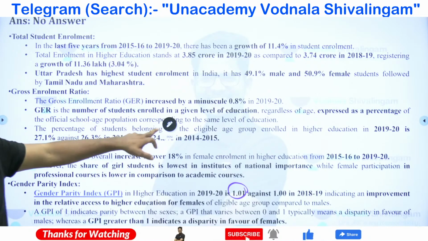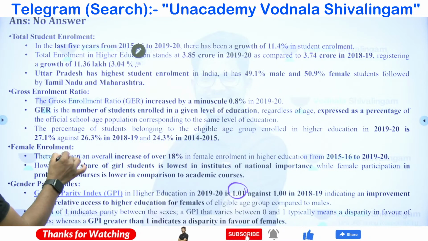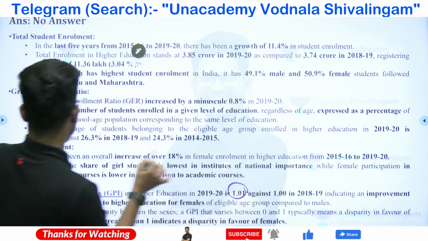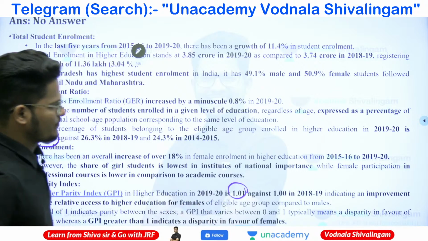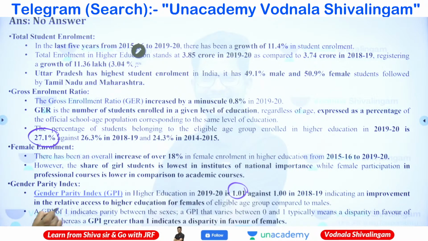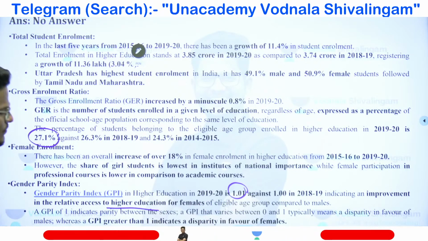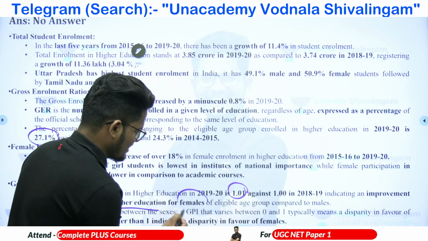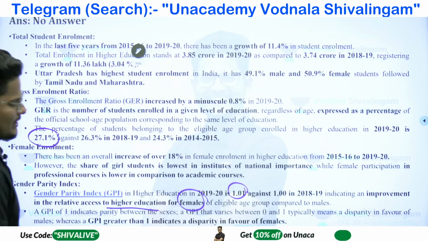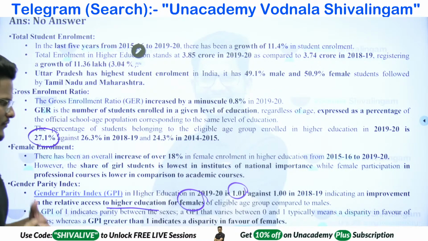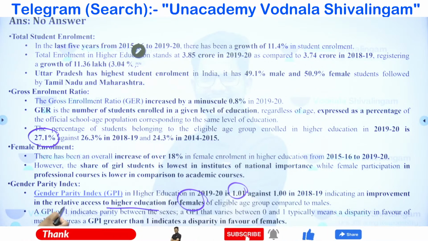As per the All India Survey on Higher Education, the gross enrollment ratio at the present moment is 27.1. The gender parity index is 1.01, which indicates an improvement in the relative access to higher education for females of the eligible age group compared to the male group. Slowly female numbers are increasing. So a GPI greater than 1 indicates disparity in favor of the females.